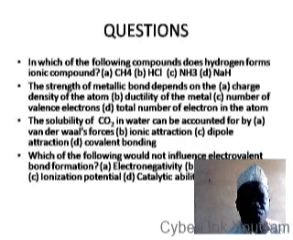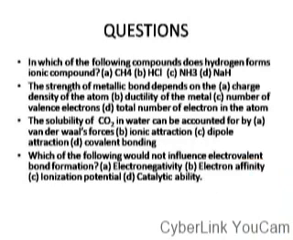Next question. Which of the following would not influence electrovalent bond formation? Electronegativity, that is the ability of an atom to attract electrons to itself in a molecule. Electron affinity, that is the ability of an atom to attract electrons to itself in an isolated gaseous state. Ionization potential, the ability of an atom to lose its electron in its isolated gaseous state. Catalytic ability: you will recollect that we said that low ionization energy and high electron affinity favor electrovalent bonding, and the higher the electron affinity, the higher the electronegativity as well. So they are related, but catalytic ability does not have anything to do with the question, so that should be the correct answer. That's option D.